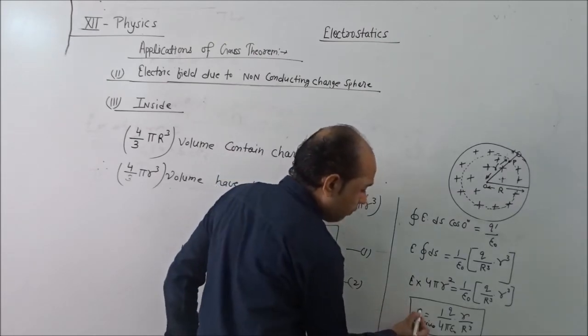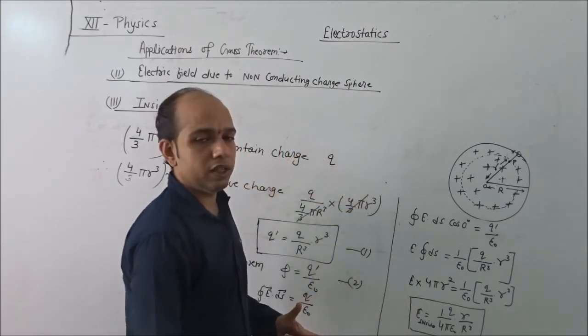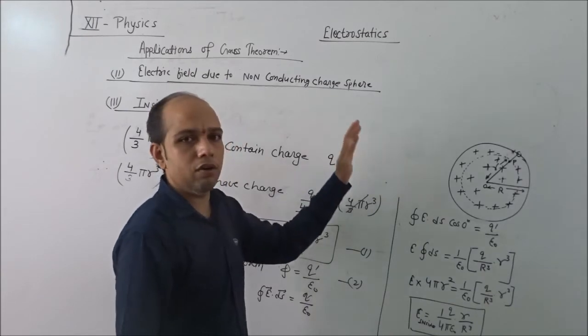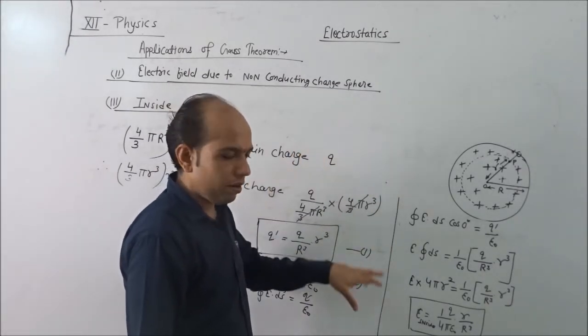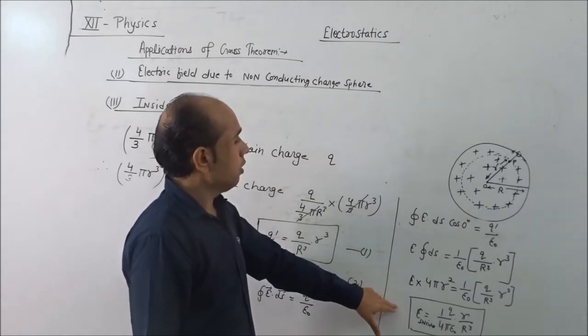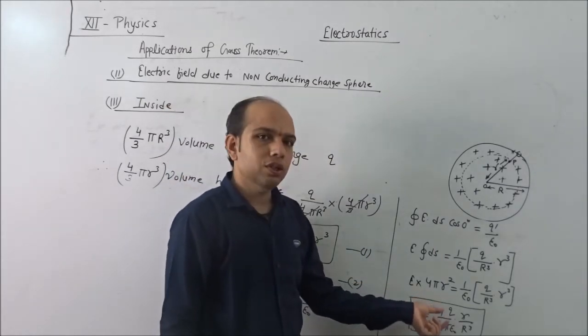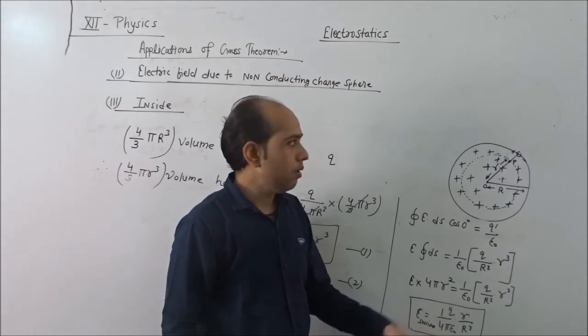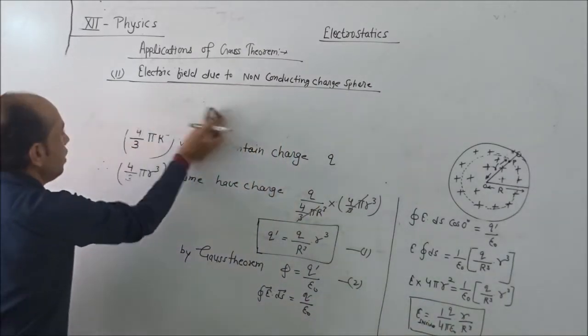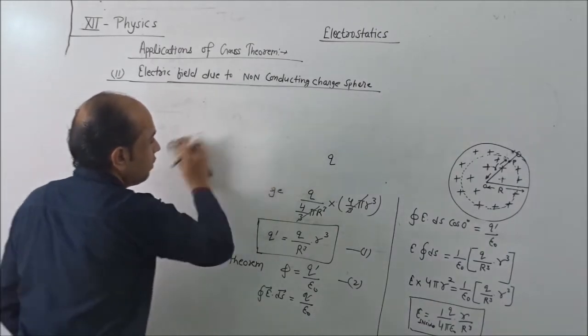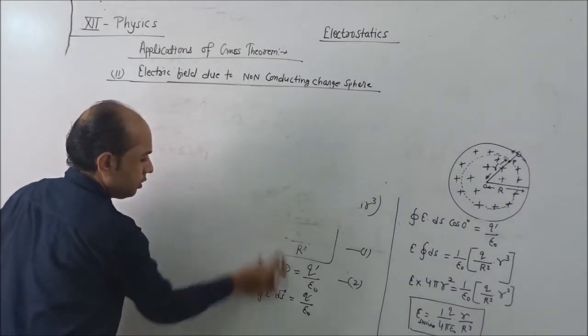This is the variation, or we can say the comparison, between conducting and non-conducting charged spheres. All the results remain the same, but in the case of inside, some electric field is there. Okay, now we plot the graphical representation, electric field versus distance.